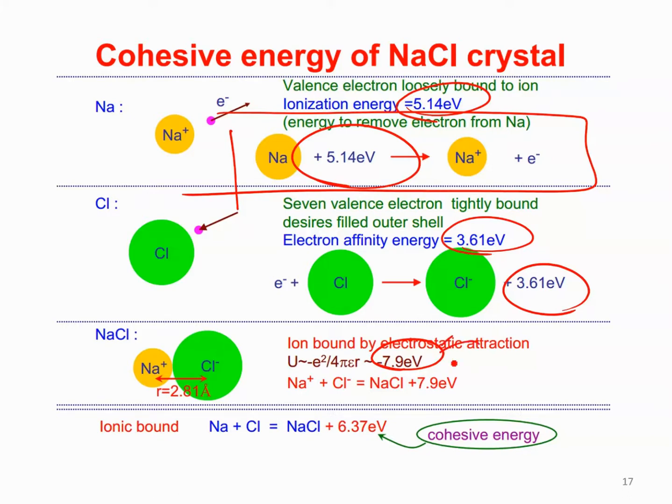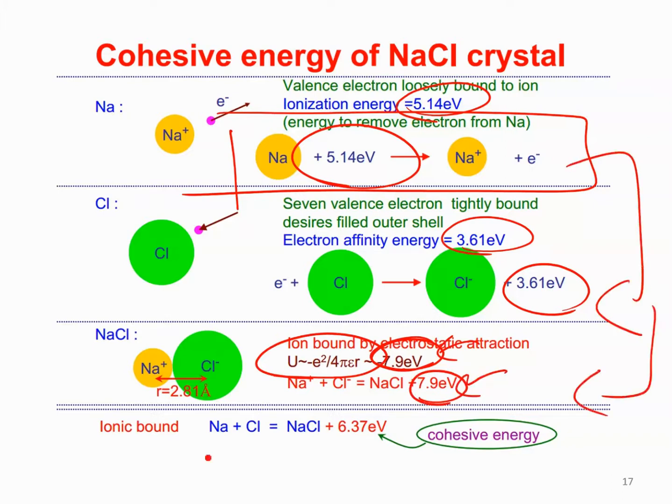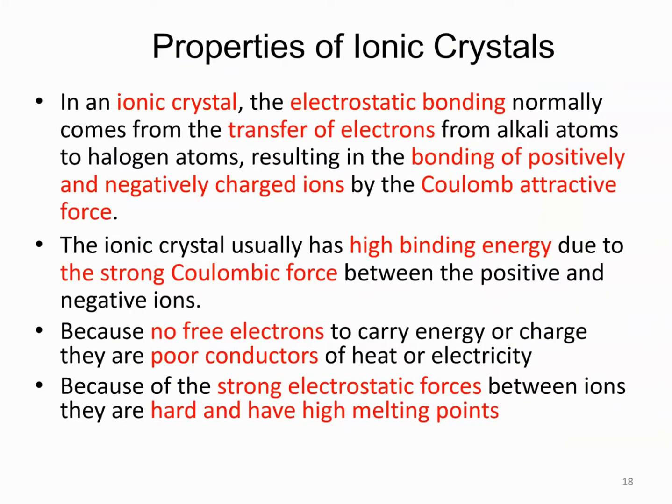I mean, this is not correct, I think got a typo error. And how to get this value? You have to go through this electrostatic potential energy calculation. Then you get 7.9 or whatever answer it is. And then now you solve these three equations, you get the cohesive energy is 6.37 electron volt.